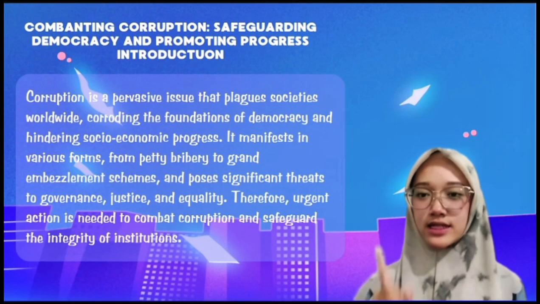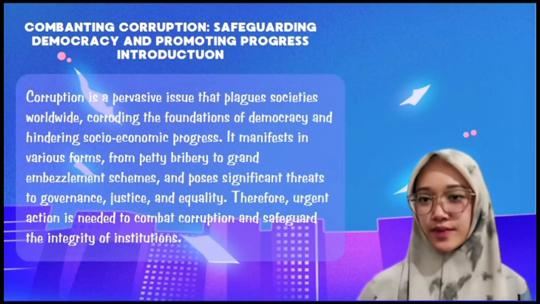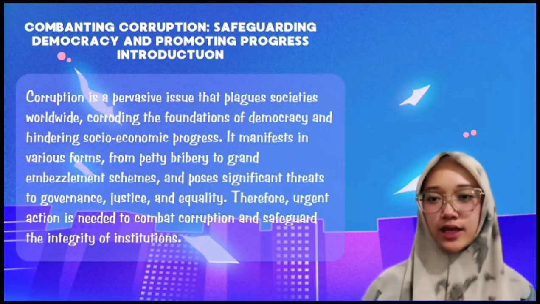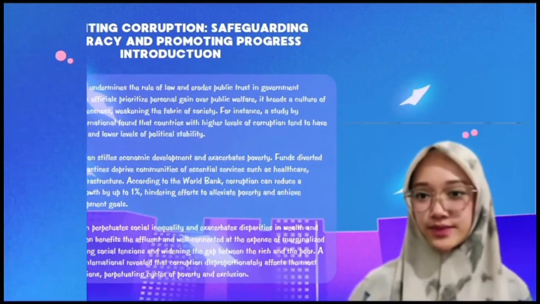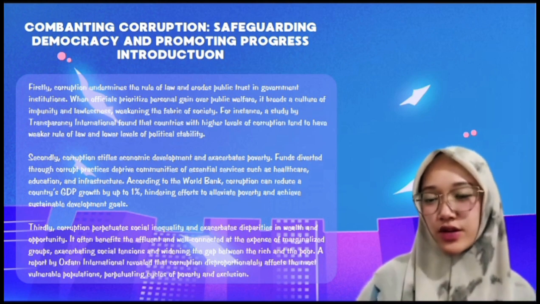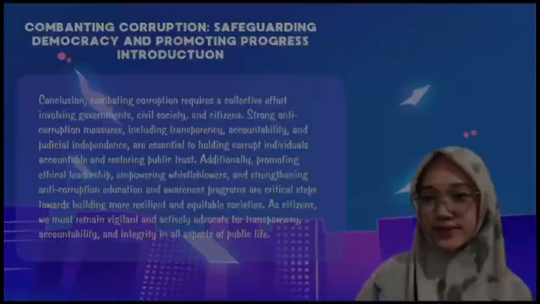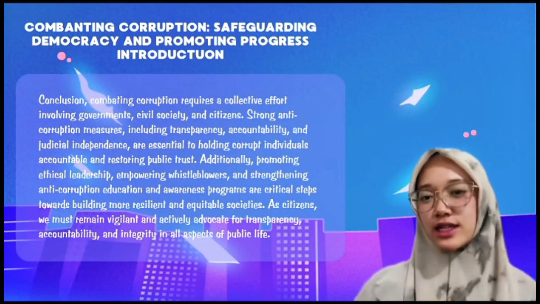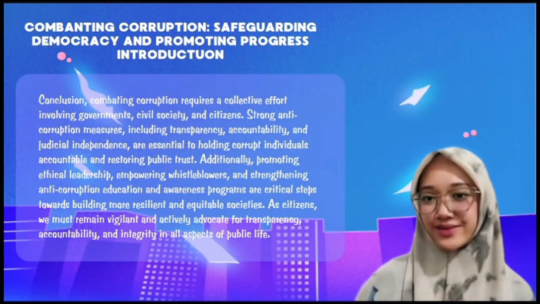Okay guys, this is one example of hortatory exposition text. And the first paragraph is a part of the structure, thesis. And the next one is a part of the structure, arguments. And the last one is a part of the structure, recommendation.